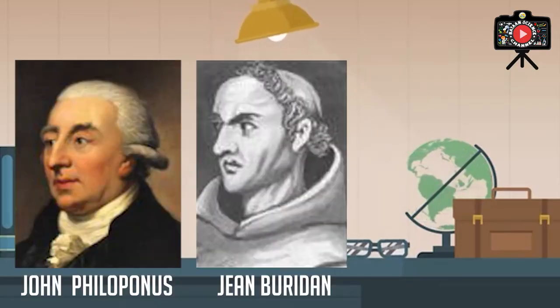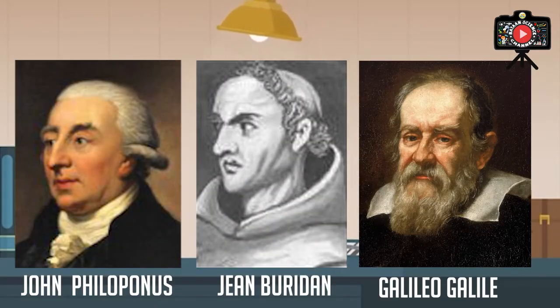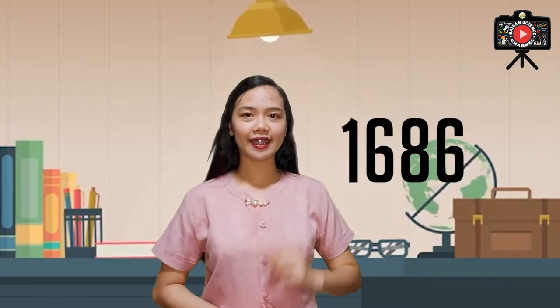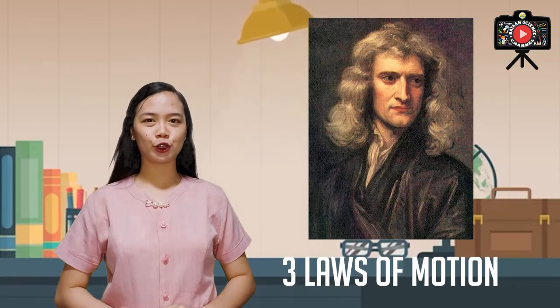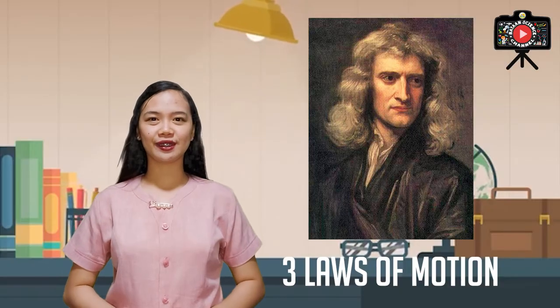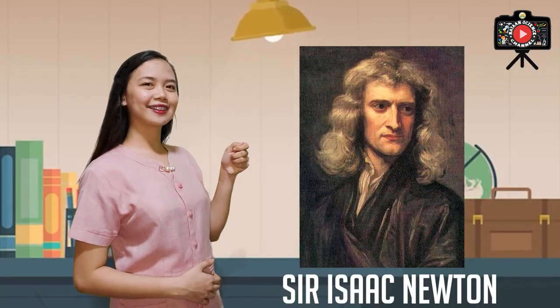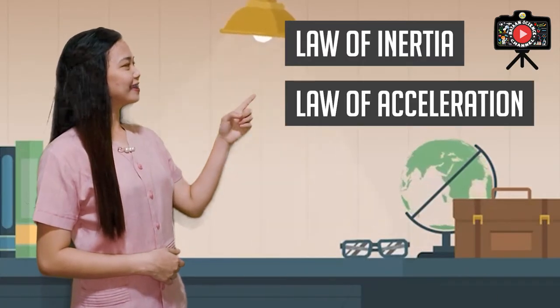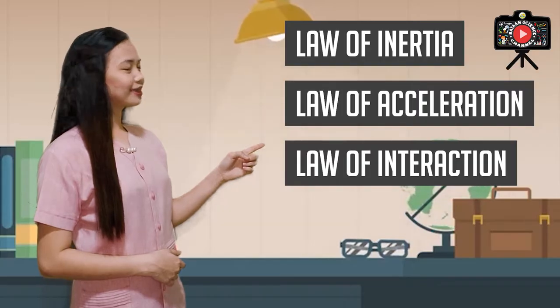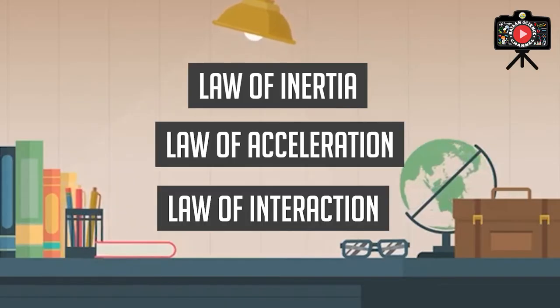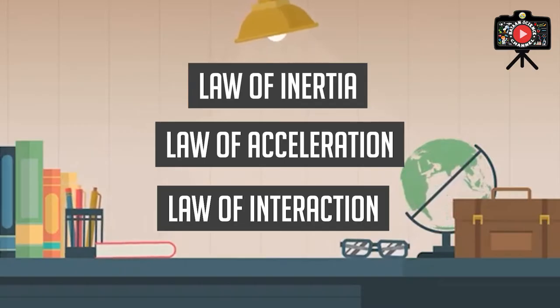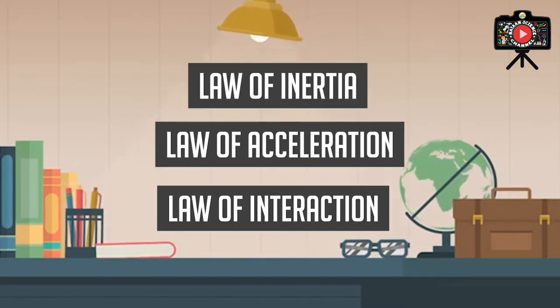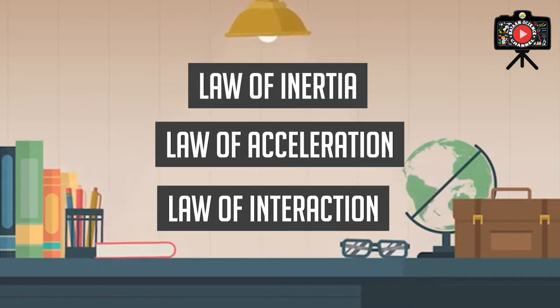There are still scientists and great men behind the concept of force. But in 1686, this scientist formulated the three laws of motion, for which he is most famous. He is Sir Isaac Newton. The three laws of motion are the law of inertia, the law of acceleration, and the law of interaction. These are certain concepts that explain the nature of how force and motion interact. And we will go through each of these concepts in this lesson.